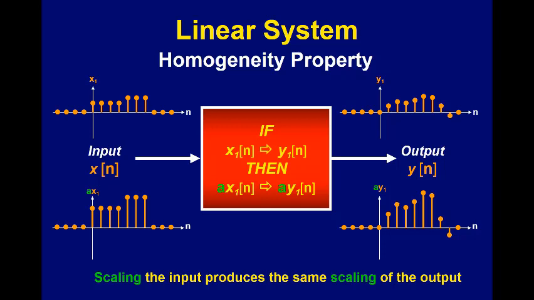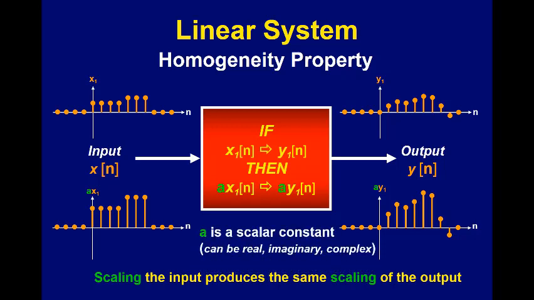So scaling the input produces the same, underlying same, scaling of the output. A has to be a numeric scalar constant. Can't be a function of x, y, n, it's just a number. It's allowed to be real, imaginary, or complex, it's still just a number, it's all a scale factor. If I scale the input, I get exactly the same scaling on the output. I need that for linearity. I need that for convolution. I need that for my transforms to work.